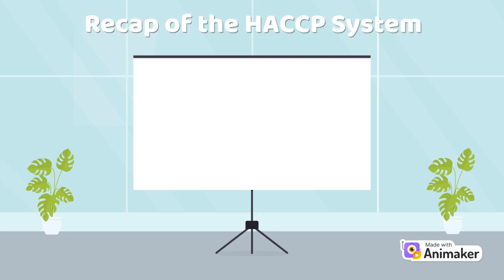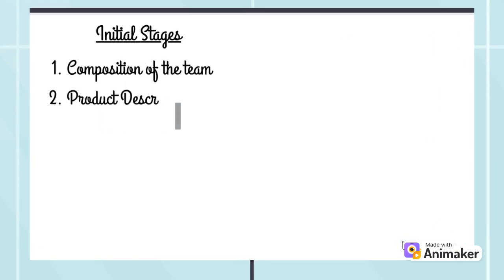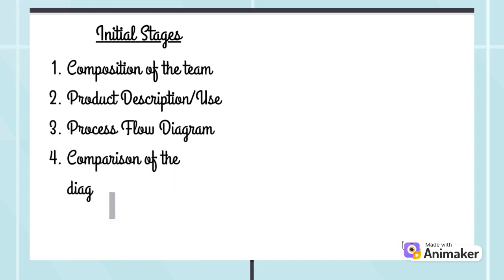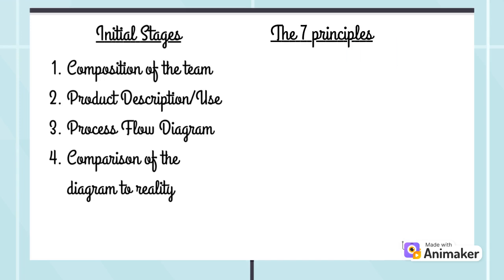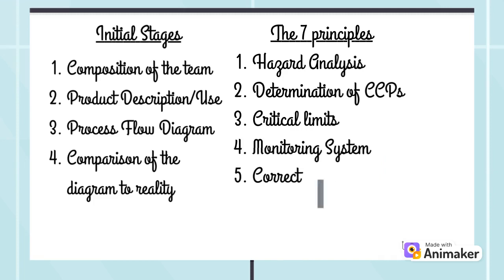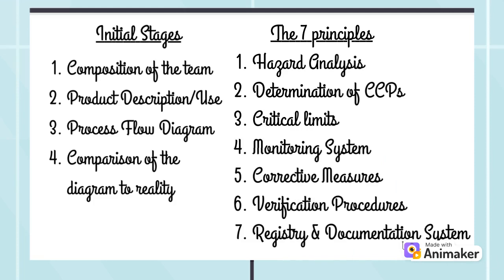Let's review together the key steps for a successful HACCP process. In the initial steps, we have the composition of the HACCP team, the description and the use of the product, the process flow diagram, and the comparison of the diagram to the reality. Then, regarding the 7 principles, we have the hazard analysis, the determination of CCPs, the implementation of critical limits, the establishment of a monitoring system, corrective measures, records keeping and establishment of a documentation system.